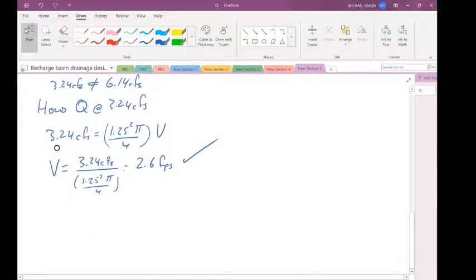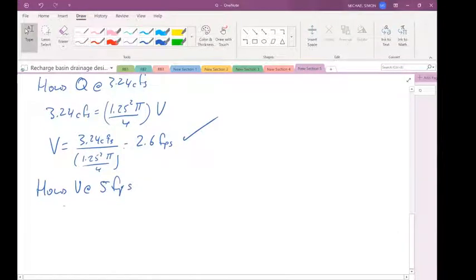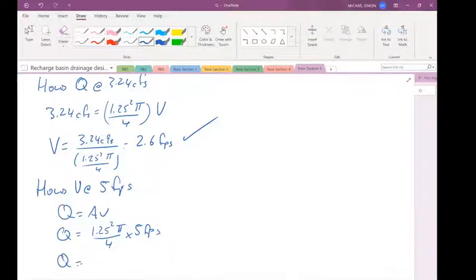Or, that's one option. The other option is to hold V at 5 feet per second. And if we do that, then that equation becomes Q equals AV. Q would be equal to 1.25 squared pi over 4 times 5 feet per second. Q would be equal to, let's see, 1.25 times 1.25 times pi divided by 4 times 5, 6.13 CFS. So what that's telling us is the pipe could actually handle more water than is actually going in. We're only putting in 3.24 CFS, cubic feet per second, but the pipe could handle as much as 6.13 cubic feet per second. Not a bad thing, but it's something you have to keep in mind for down the road.